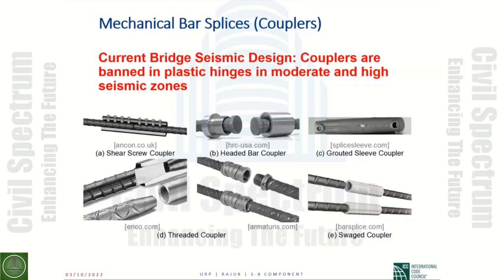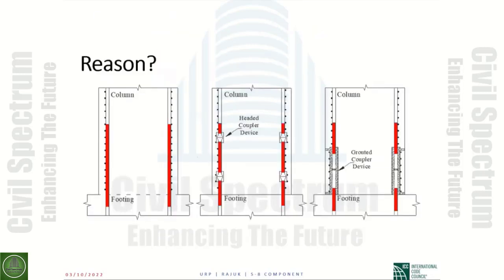Also, there are swage couplers that are out there. These are just some of the more common couplers that are available on the market. Now, what is the reason for not allowing couplers in the plastic hinge? There are a couple of reasons.